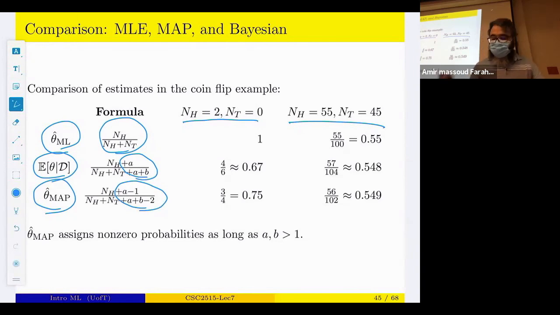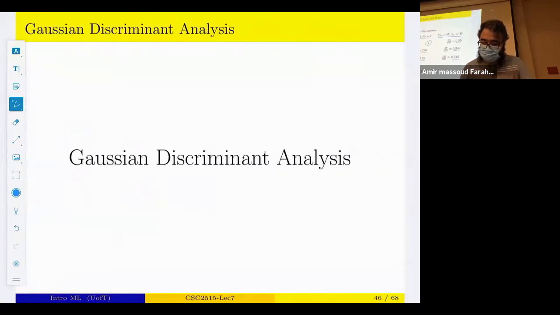The values, if you compute them, MLE gives a probability of head of 1, which is not meaningful. But the other two approaches give more reasonable values. If the number of data points is large, all of them give more or less the same value. So basically, the data overwhelms the prior.